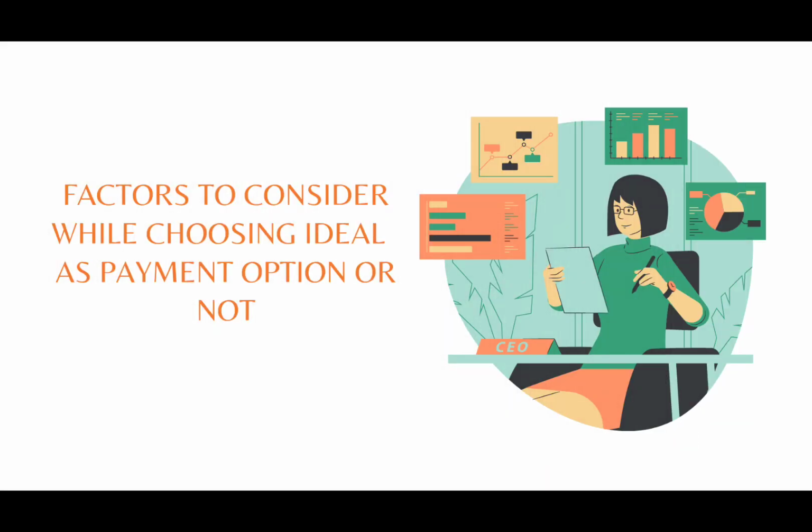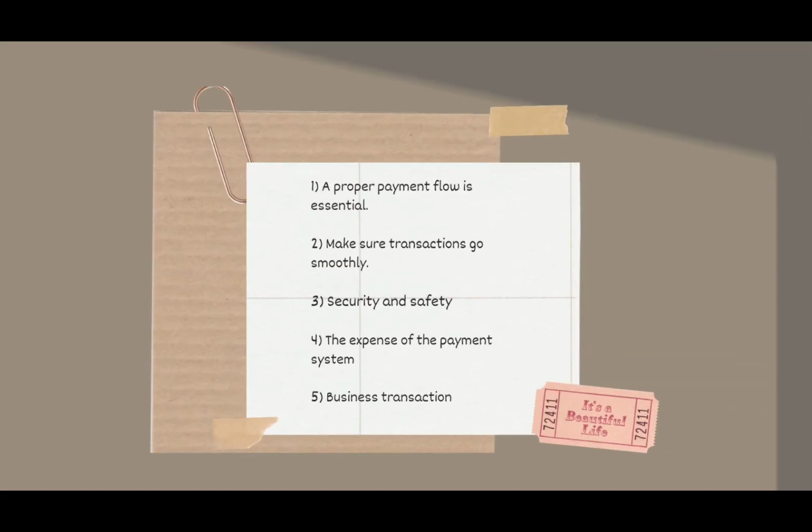Factors to consider while choosing Ideal as a payment option or not. So I listed the factors that I mostly considered when using the Ideal payment method. First is a proper payment flow, which is essential. Second is to make sure that transactions will go smoothly. We have also the security and safety. The fourth one is the expense of the payment system and the business transactions. So these factors are very important to consider when using the Ideal payment.